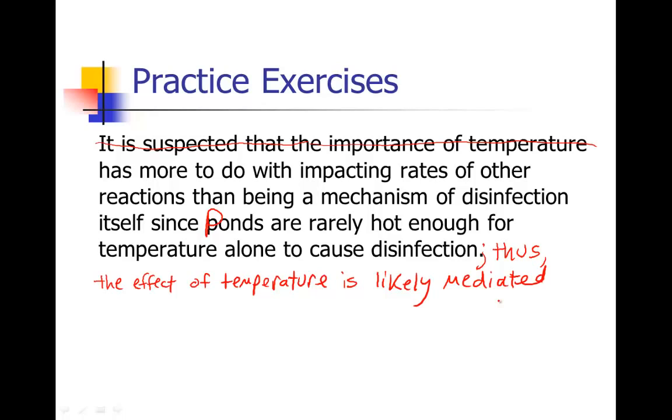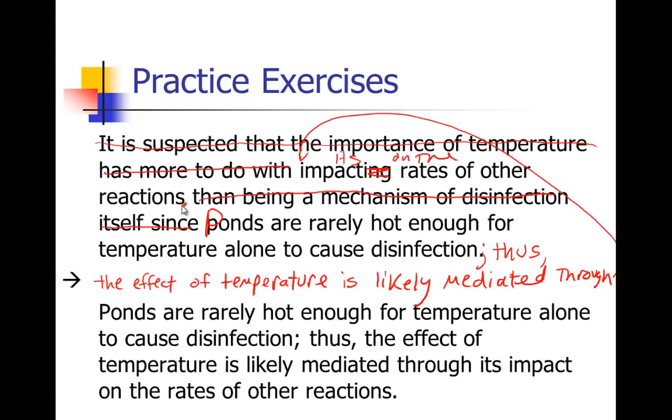So it's likely mediated through its impact on the rates of other reactions, and then getting rid of this. Notice that being a mechanism of disinfection itself, that's a repeat. We already said it's not a mechanism of disinfection itself when we said that ponds are rarely hot enough to cause disinfection. So that was repetitive, so we can end right there. So this one can be edited to something like, ponds are rarely hot enough for temperature alone to cause disinfection, thus the effective temperature is likely mediated through its impact on the rates of other reactions.